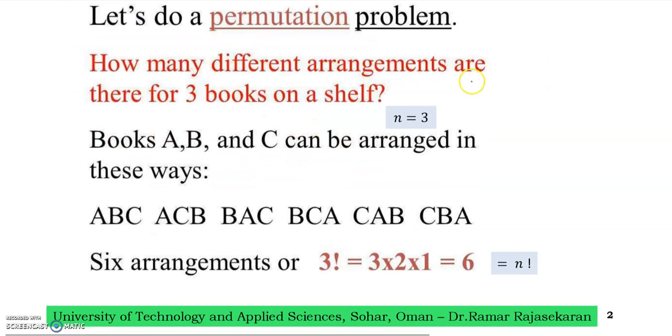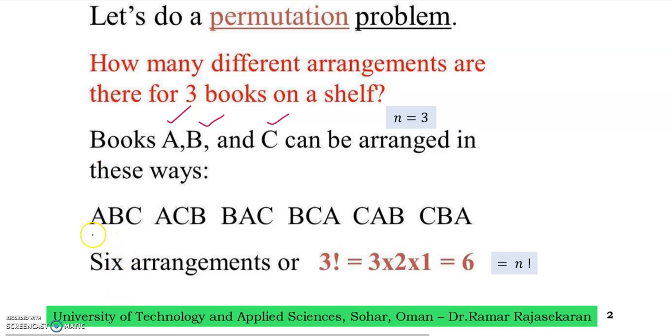How many different arrangements are there for three books on a shelf? Books A, B, and C can be arranged in these groups. Suppose we have three books named A, B, and C. Just imagine that we have three books on a shelf. How to arrange these three books in a straight line?